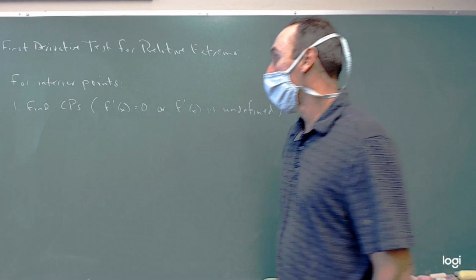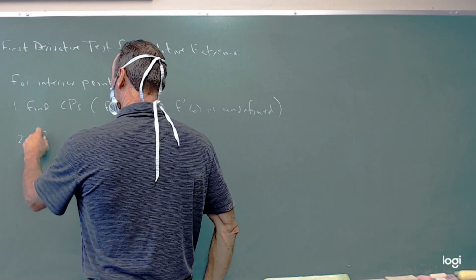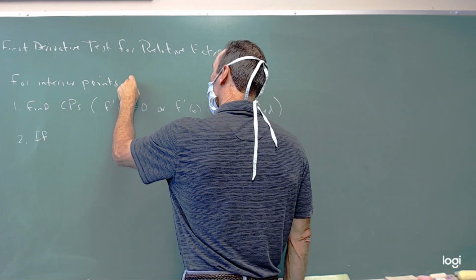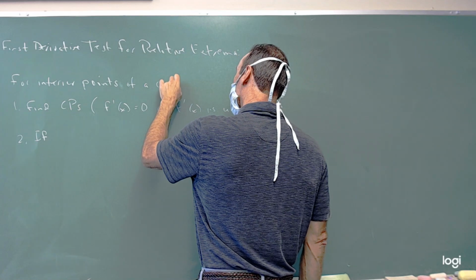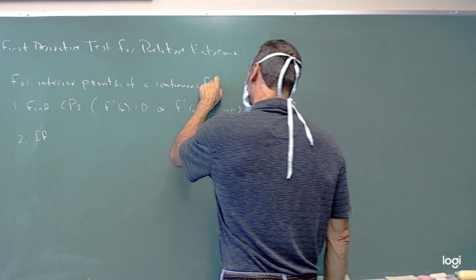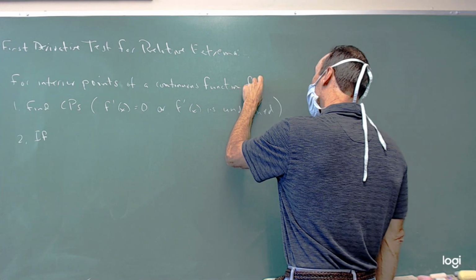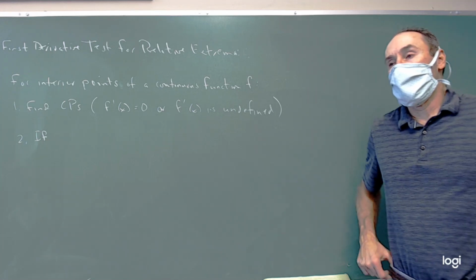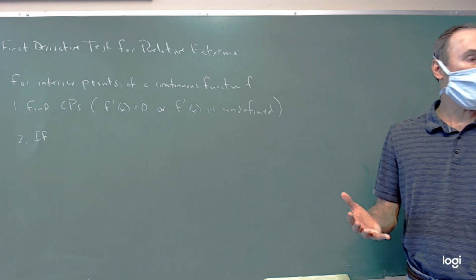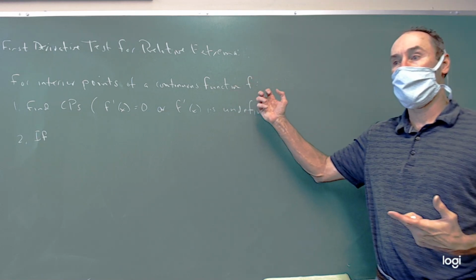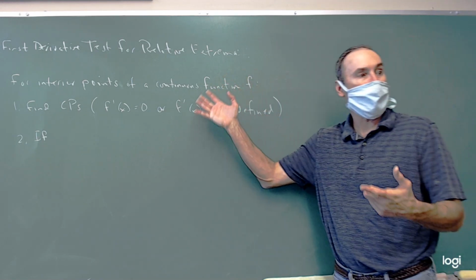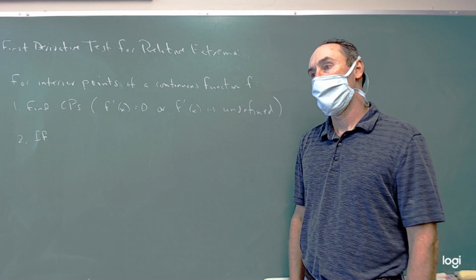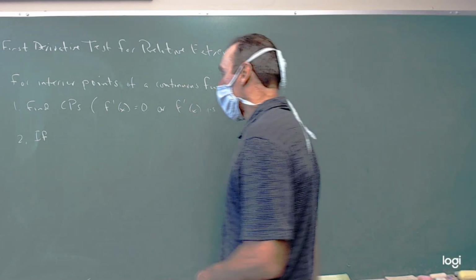Is that okay? So, I should say, for interior points of a continuous function f, we're assuming the function is defined at this point, because we can't have a relative minimum or relative maximum at an asymptote or something like that. So the function has to be defined there. It may or may not be differentiable. We could have a cusp or a vertical tangent or some kind of corner point that could still be a relative min or relative max, but not at an asymptote or some kind of discontinuity.